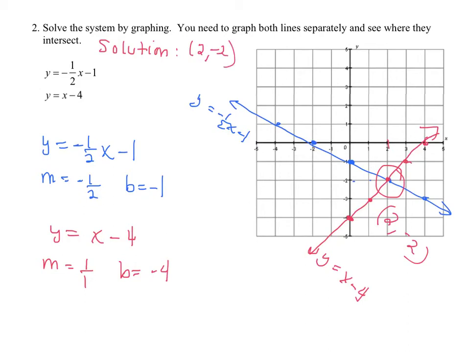And we can check that to make sure that is correct. -1/2 times 2 is -1 minus 1 is -2. 2 take away 4 is -2, and it will check.